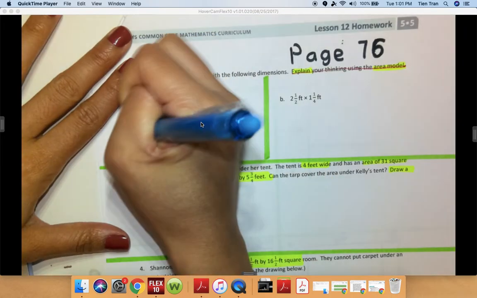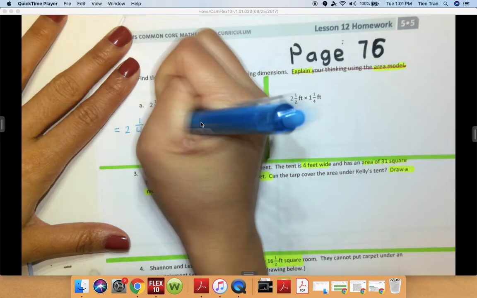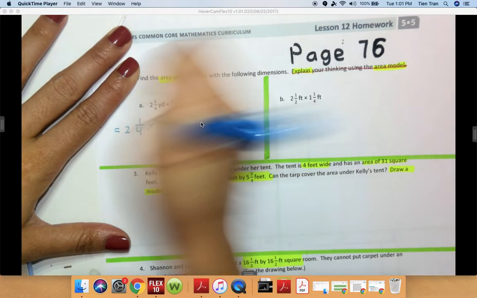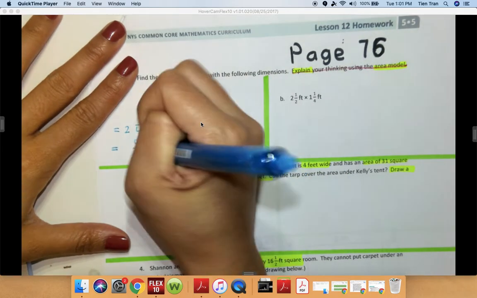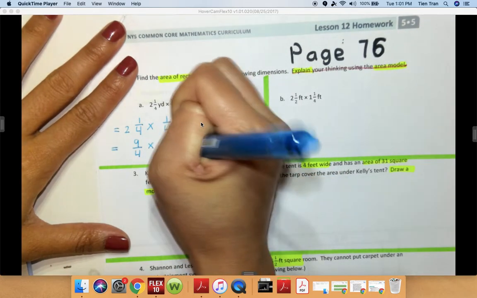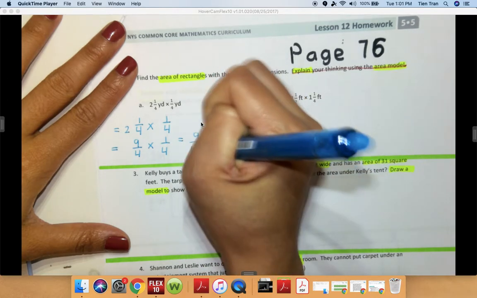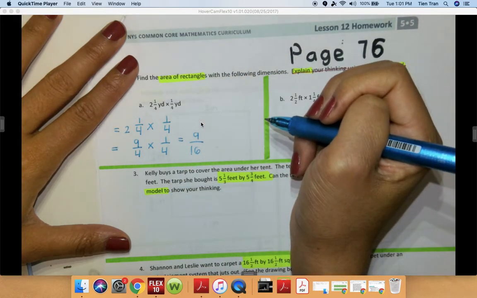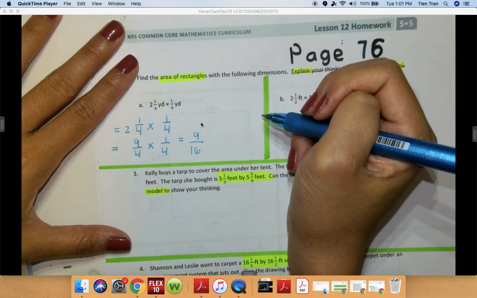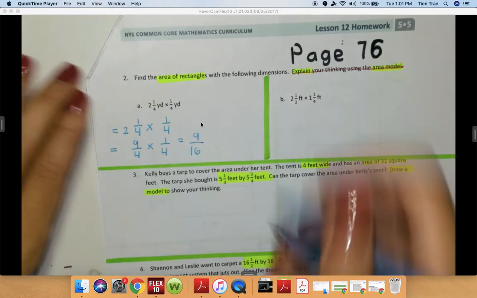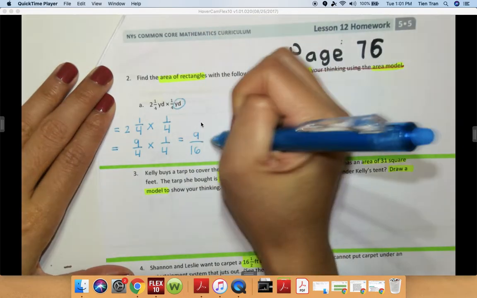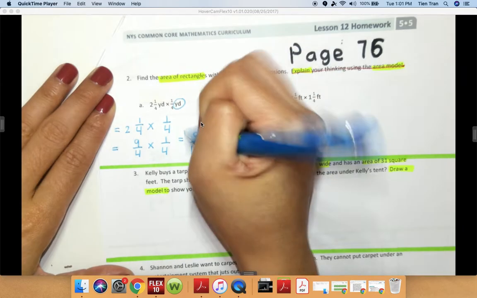So I have 2 and 1/4 times 1/4. 4 times 2 is 8, plus 1 is 9. I have 9/4 times 1/4, so I get 9/16. I can't divide this any further than what it is, so I'm going to leave it as 9/16 inches squared. Not inches, actually. This is yards. Yards squared. Gotta be careful with that one.